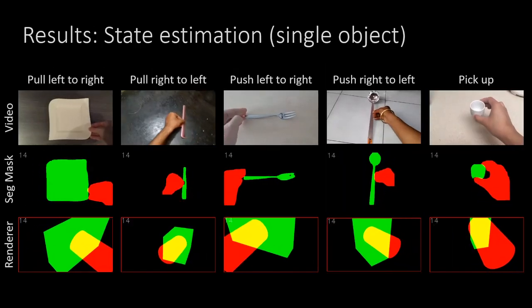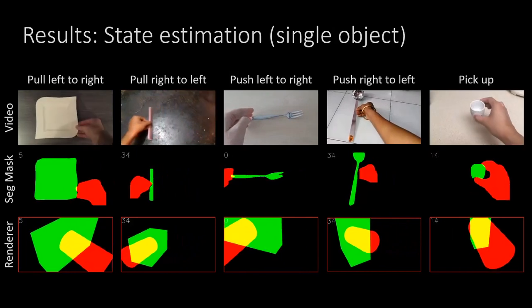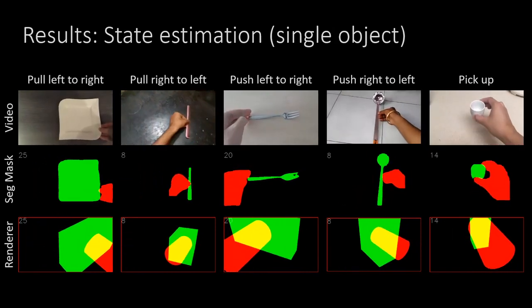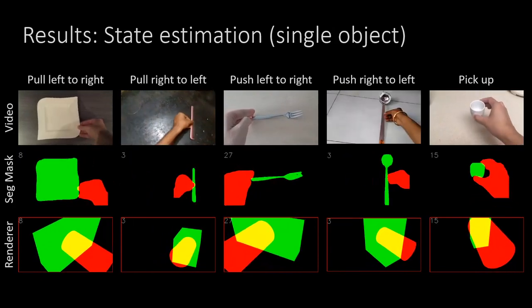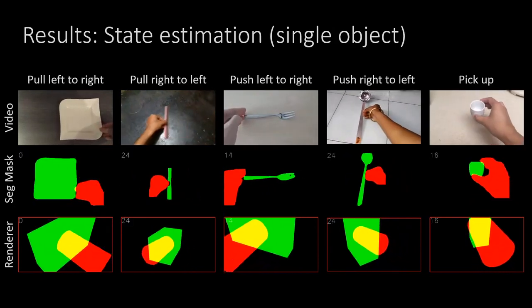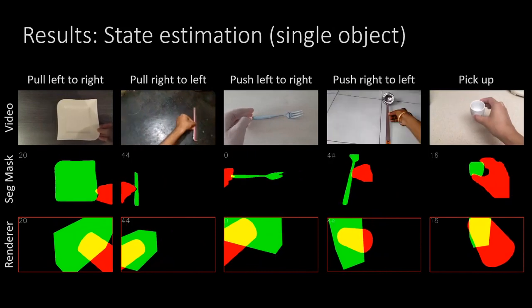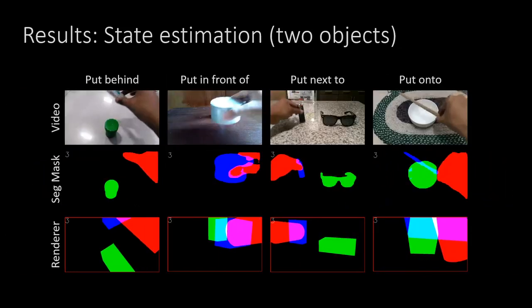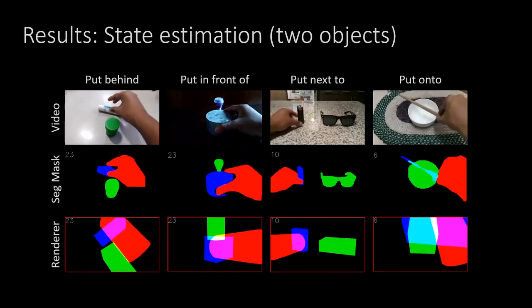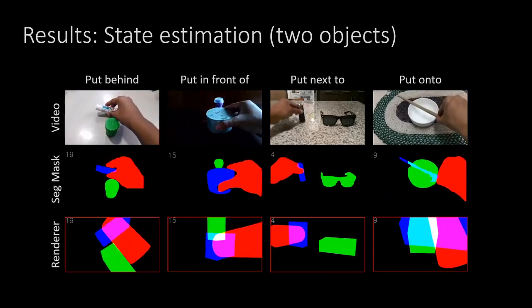We show results for state estimation on a single video from each action. Each column shows the original video, the tracked segmentation mask, and the rendered approximate 3D state space, obtained through a differentiable renderer. Here, we show results of state estimation for actions involving two objects.